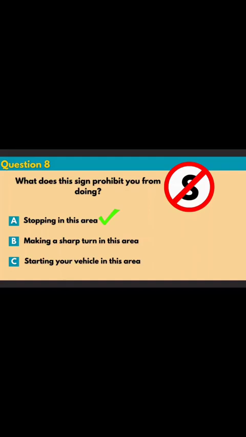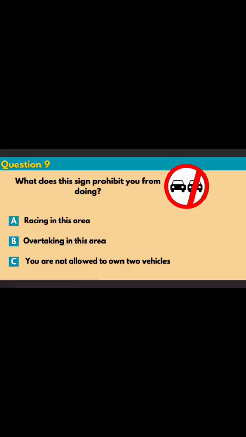Question 9. What does the sign prohibit you from doing? So there's 2 vehicles in that sign and there's a red line going through one of the vehicles. So does this sign prohibit you from racing in this area, overtaking in this area, or you are not allowed to own 2 vehicles? Correct answer will actually be B. You are not allowed to overtake in the area that you see this sign.